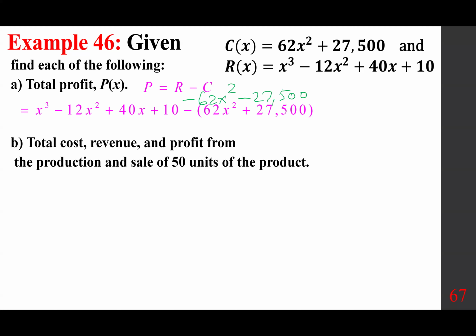And basically, these two can combine into negative 74x squared. These two can combine to negative 27,490. Everything else remains unchanged.